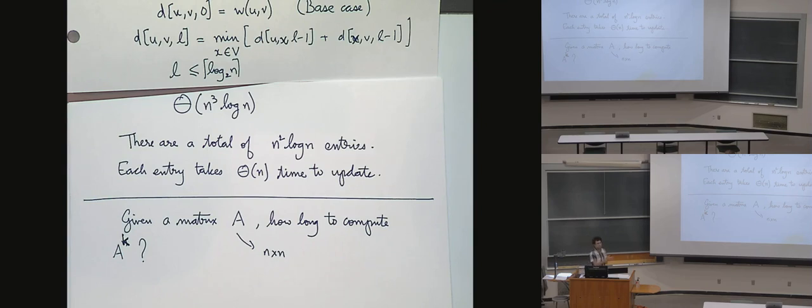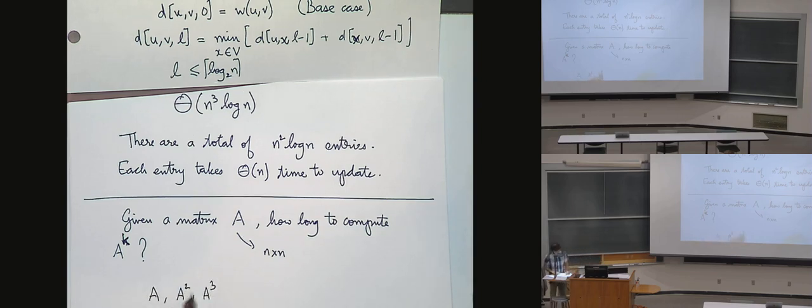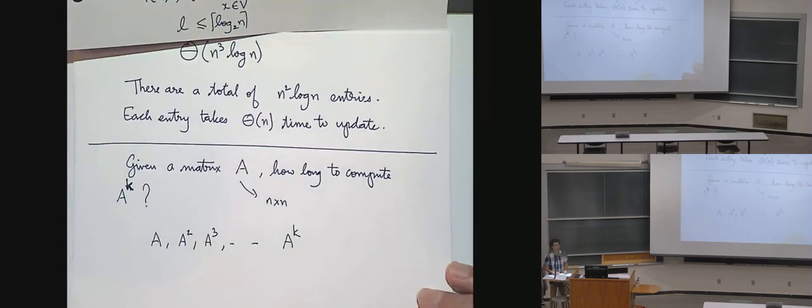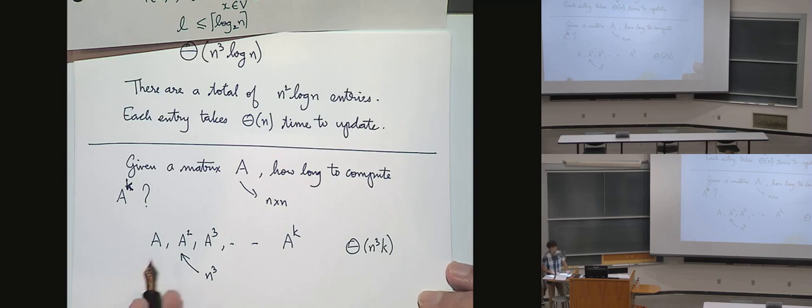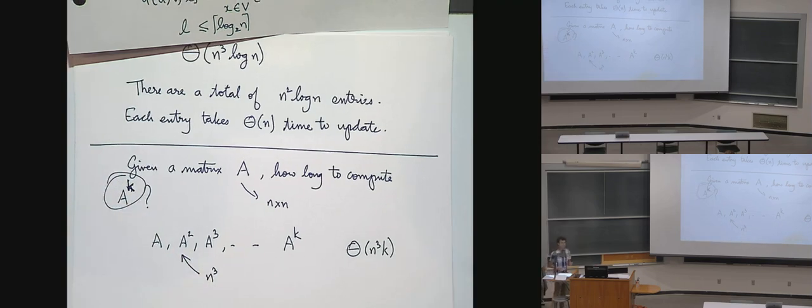You start with A, you compute A squared, then A cubed, A to the fourth, and so forth, until you get A^k. Each of these multiplications costs n cubed, so you get theta of n cubed times k. But you're wasting a lot of time computing these intermediate powers when all you care about is the kth power.